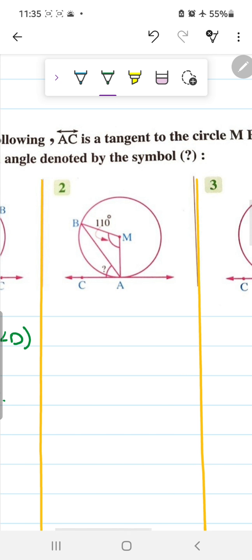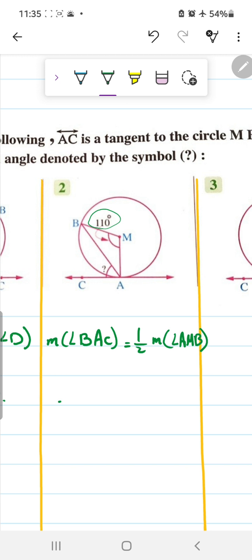The second one, also it's very easy. We have here central angle 110 and we want to get BAC. BAC here is angle of tangency. So its measure equals half the measure of the central angle. So measure of angle BAC equals half measure of angle AMB. So half times 110 equals 55 degrees. Also, angle of tangency and central angle subtended by the same arc.